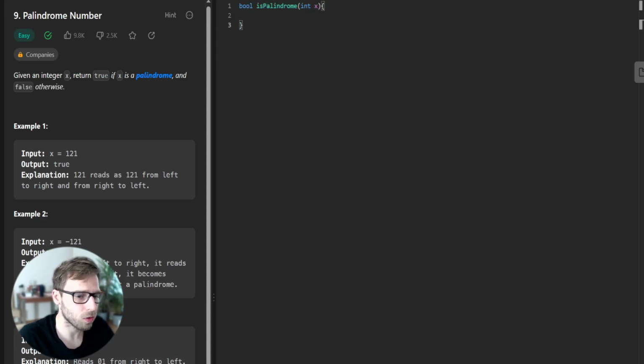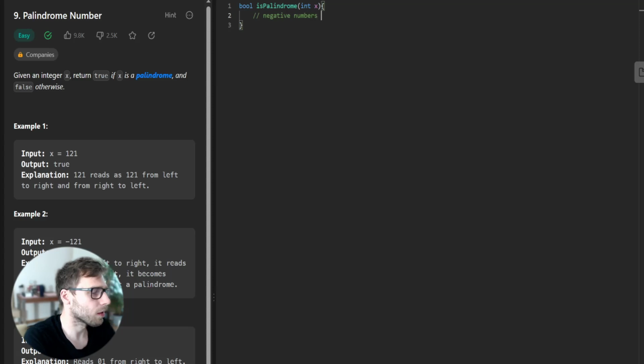The first thing to note is that a negative number can't be a palindrome due to the negative sign. So we will return false for those. Also, if the last digit of the number is zero, the first digit must also be zero. The only number that meets this criterion is zero itself. So we will also check for this condition. So let's write our code.